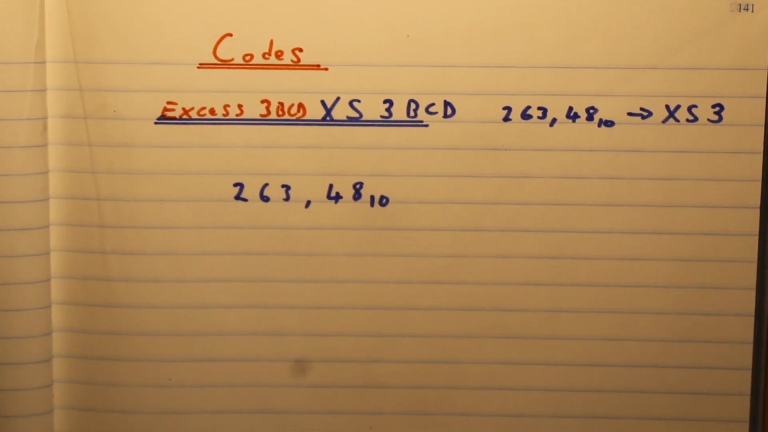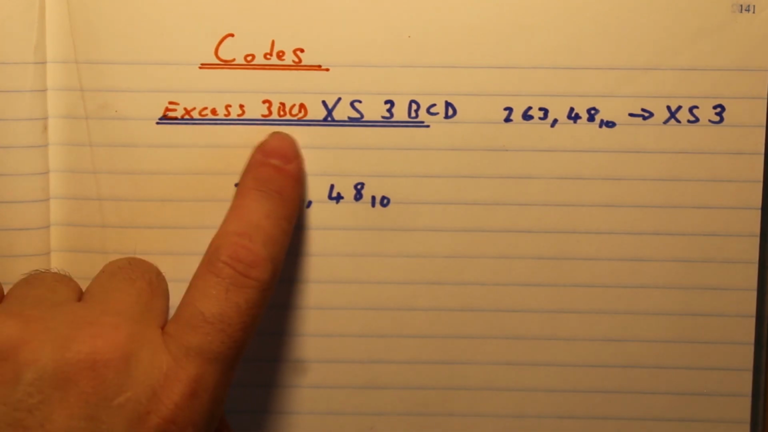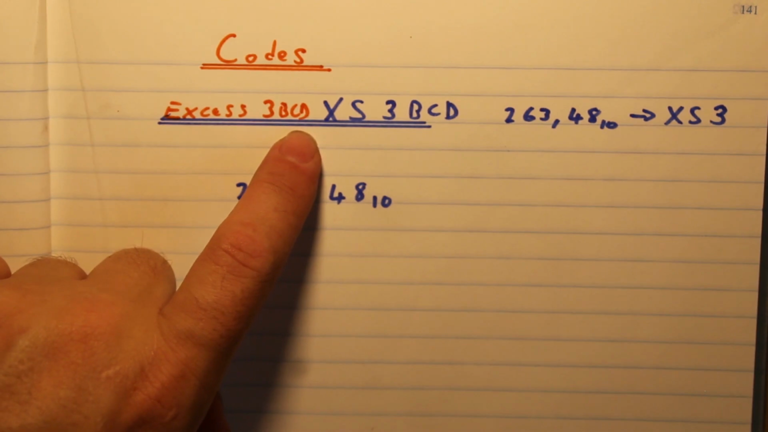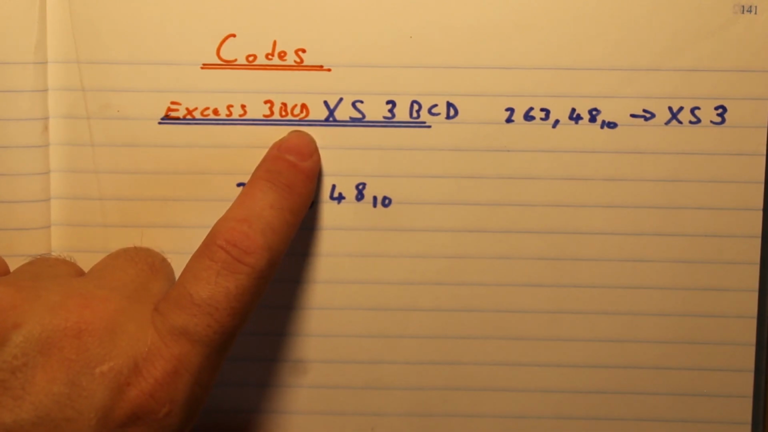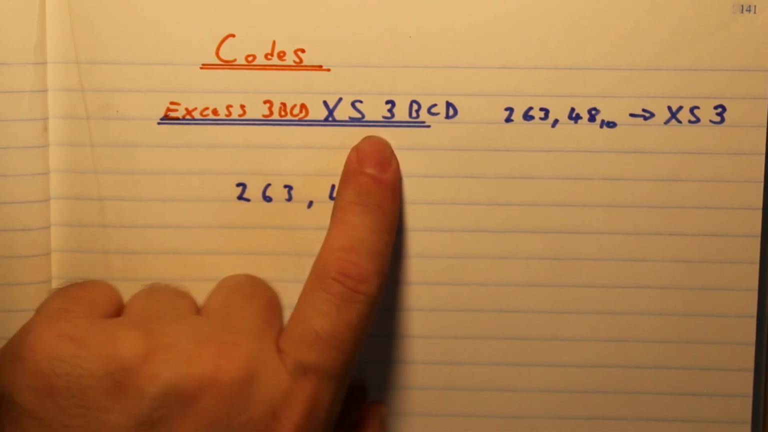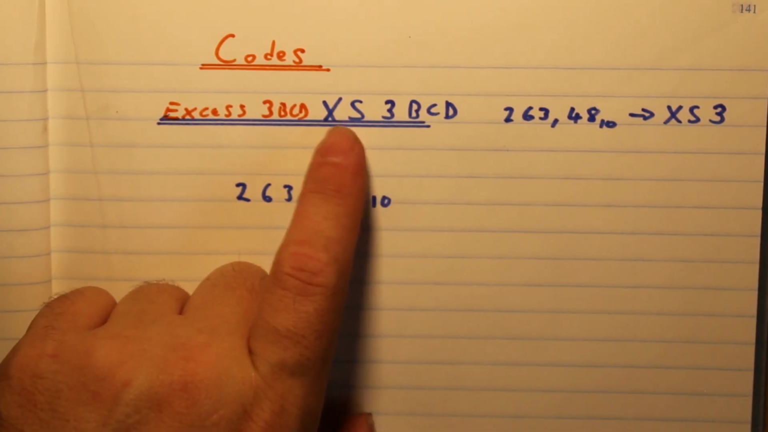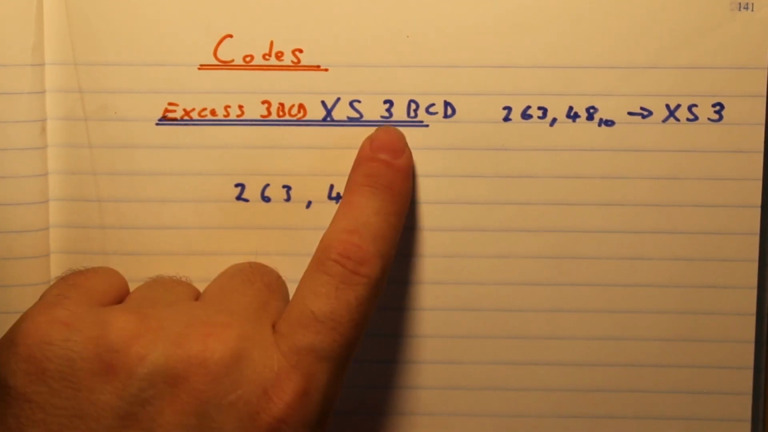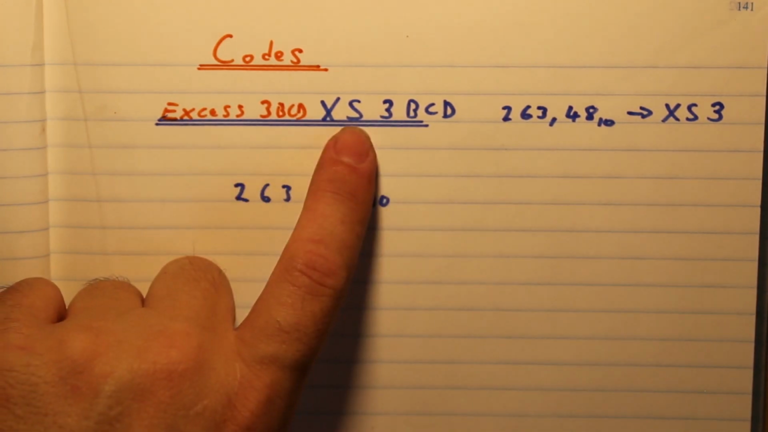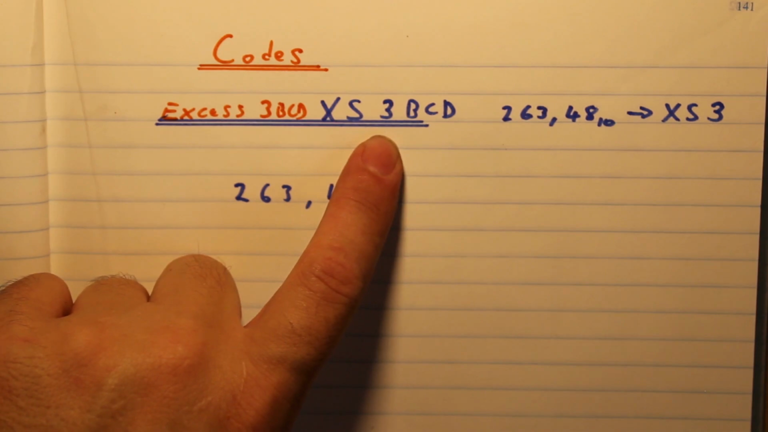Alright, so the next code we're going to be looking at is what we call XS3, and it's also a BCD code, binary coded decimal. So it means we're going to be coding each decimal digit into this code. So there will be 10 different codes. And another name for it, or another way of writing it, I should say, is XS3 BCD. So whichever way they show it to you in the question, that's the same thing.